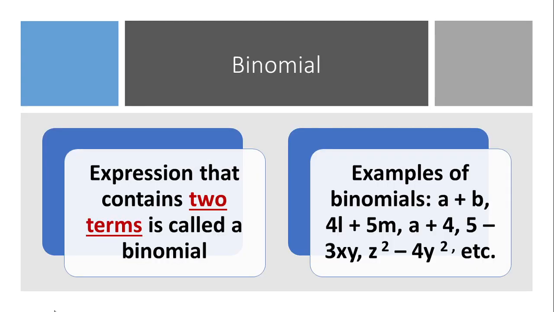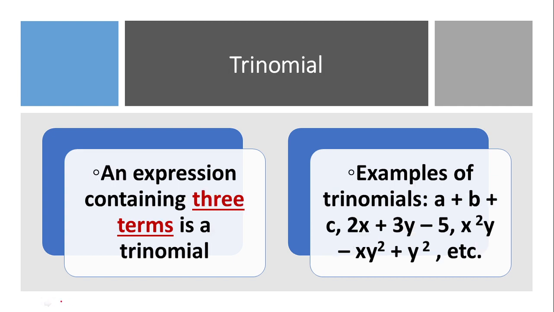Then let's see binomial. Children, again, bi means 2 and nomial means terms. So an expression with 2 terms is called a binomial. Examples, you can take a plus b, then a plus 4. Then trinomial. Tri means 3 and nomial means terms, 3 terms. An expression with 3 terms is called a trinomial. Examples, a plus b plus c, you can take 2x plus 3y minus 5.